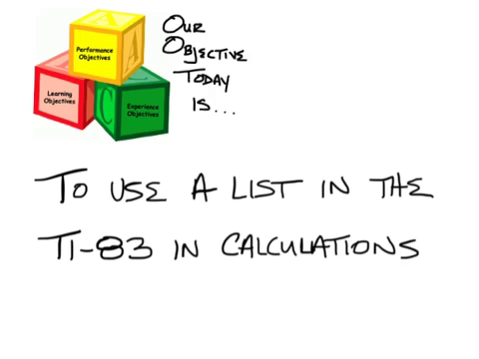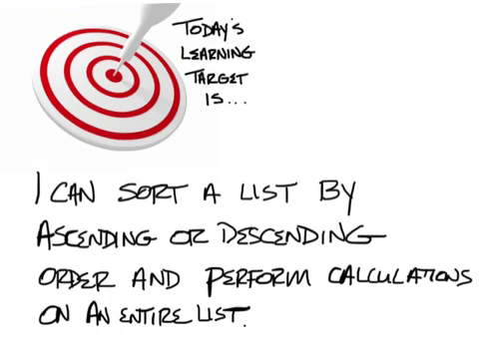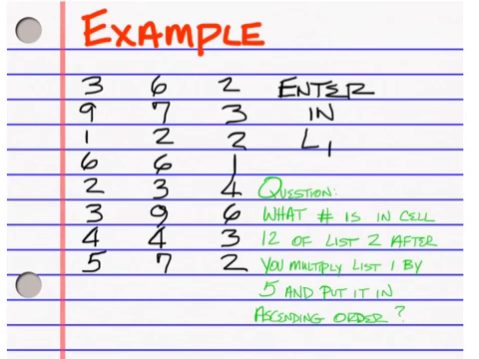Our objective today is to use a list in the TI-83 calculator with calculations that go along with it. And the learning target is you should be able to say after today, I can sort a list by ascending or descending order and perform calculations on an entire list. Here is example number 1. You're going to enter that into list 1. So I'll give you a minute to do that first.